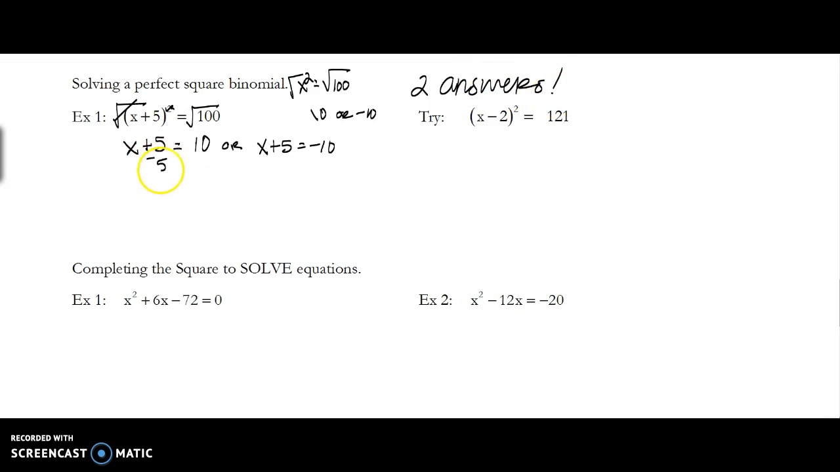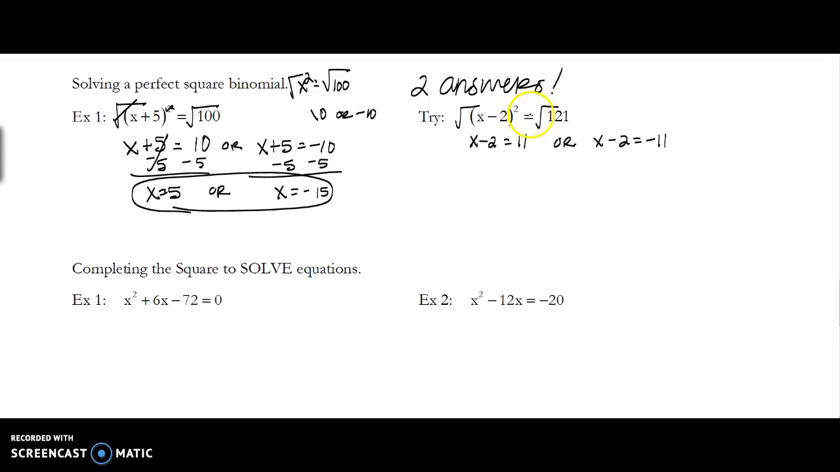So now all we're going to do is solve by subtracting 5. So you're going to have x equals 5, or we're going to subtract 5 here and say x equals negative 15. So these are your answers for this problem. So take a second and pause the computer and try your second problem.